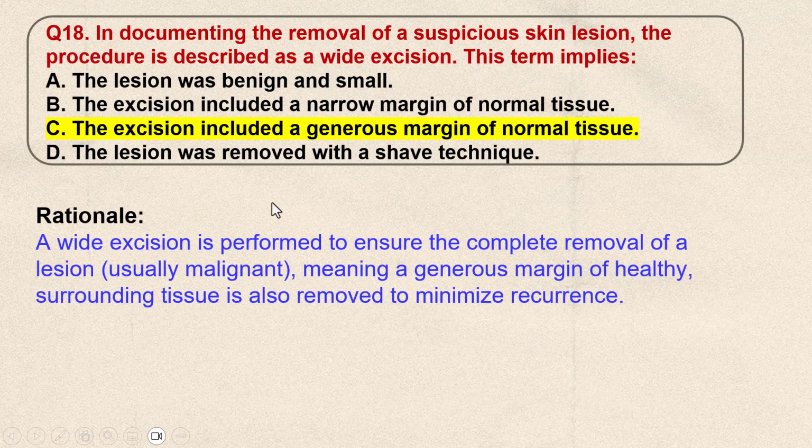That is, wide local excision is the excision including a generous margin of normal tissue. The wide excision is performed to ensure the complete removal of a lesion, usually malignant, meaning a generous margin of healthy surrounding tissue is also removed to minimize recurrence.